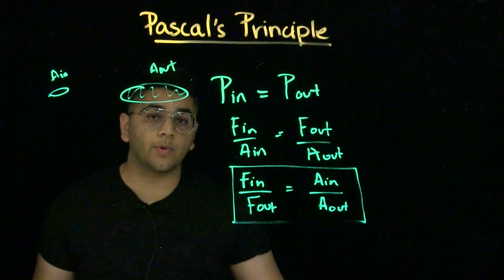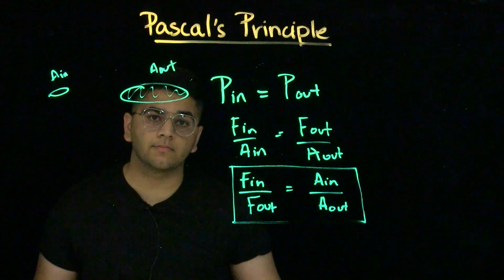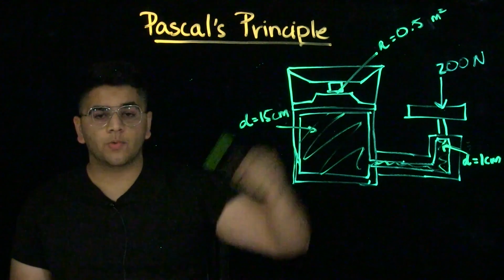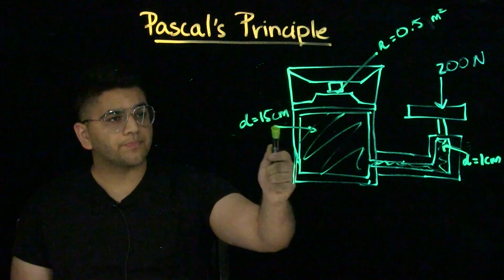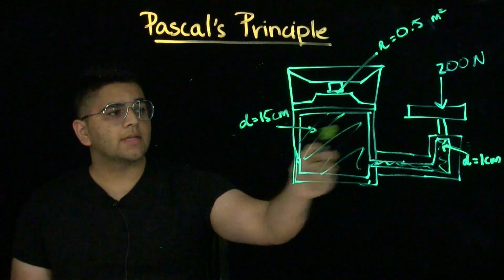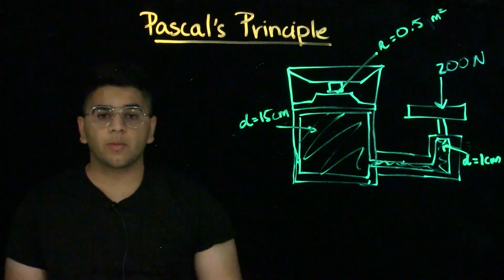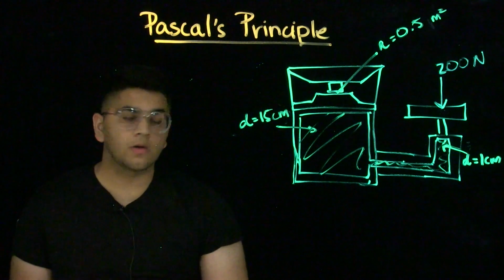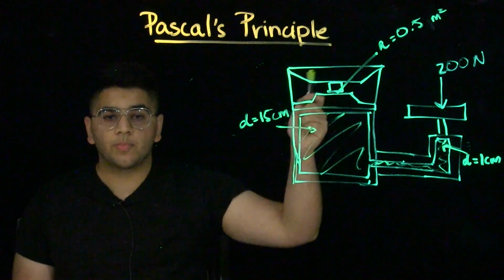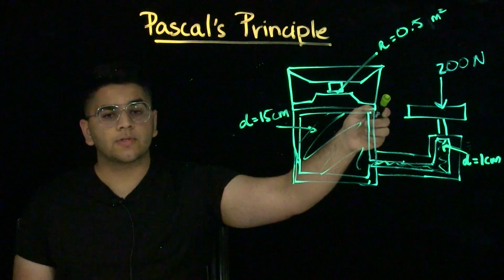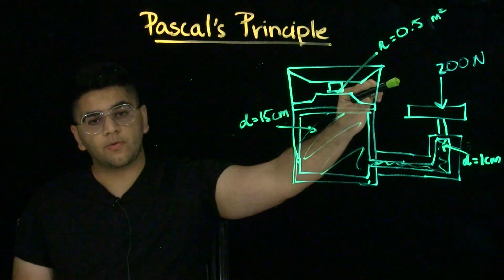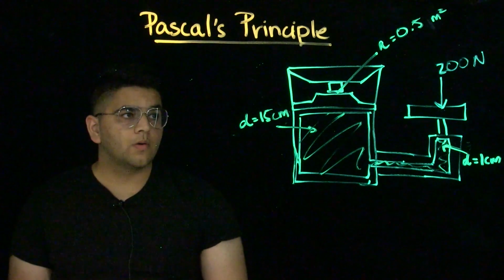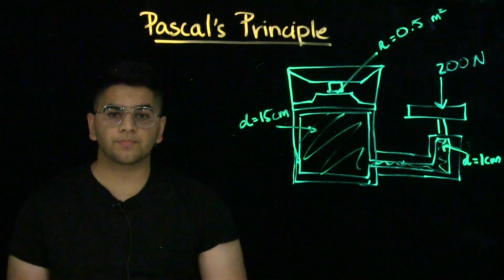Let's look at an example problem where we apply this to machinery. Let's look at this hydraulic press. We have a small sample of 0.5 meters squared set on a stage here, and the hydraulic press has two main chambers, one with the diameter of 15 centimeters and the smaller one with the diameter of 1 centimeter. We can use this lever to push down on the smaller chamber to exert a force. Let's say we exert a force of 200 newtons to press down on the fluid here. What is the pressure exerted on this sample?